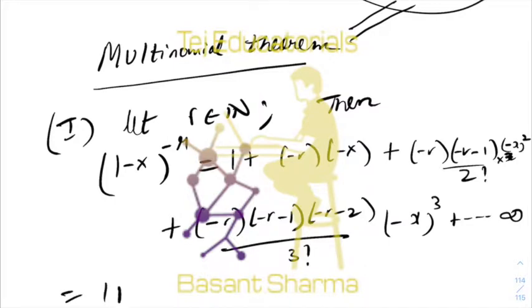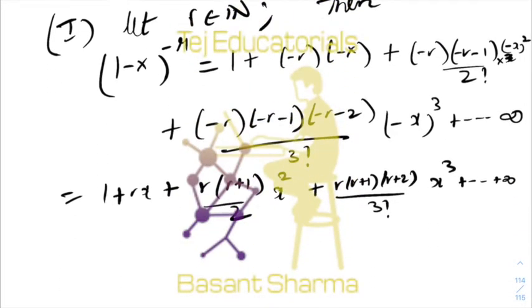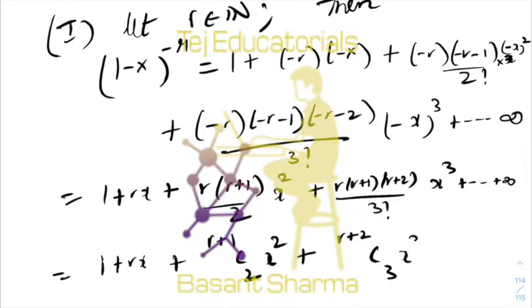This is nothing but 1 plus rx plus r into r plus 1 by 2 x square, plus r into r plus 1 into r plus 2 upon 3 factorial x cube, so on till infinity. And this is nothing but 1 plus rx plus, you can write this as r plus 1 c2 x square, this you can write as r plus 2 c3 x cube, and so on till infinitely many terms.